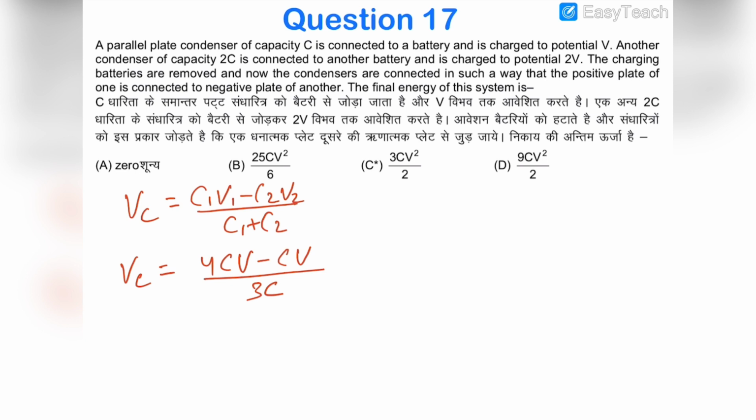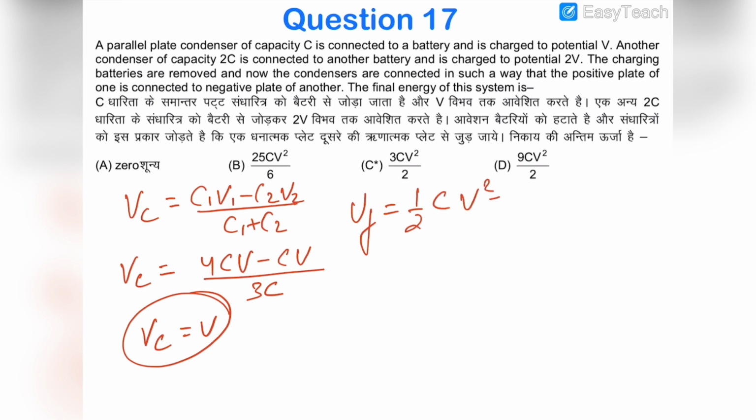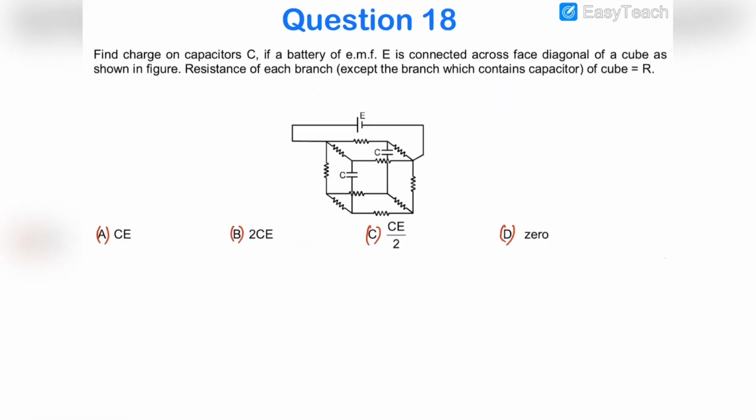So V common will be equal to V, you can see, and U final will be half C V square plus half 2C V square. So this is 3 by 2 CV square. So the correct answer would be C. Now we move on to the next question.